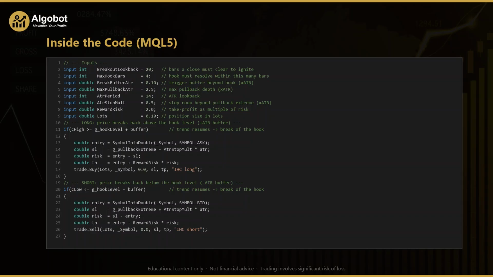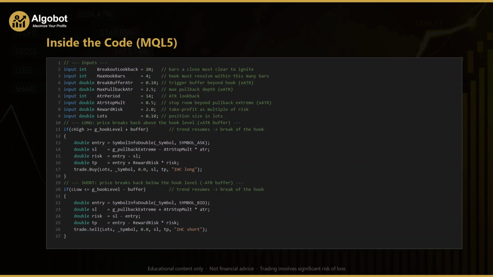The stop loss sits below the pullback extreme, minus that half ATR of room. The risk is entry minus stop, and the take profit is entry plus the reward to risk multiple of that risk. Then trade.buy places the order with those stop and target levels attached.